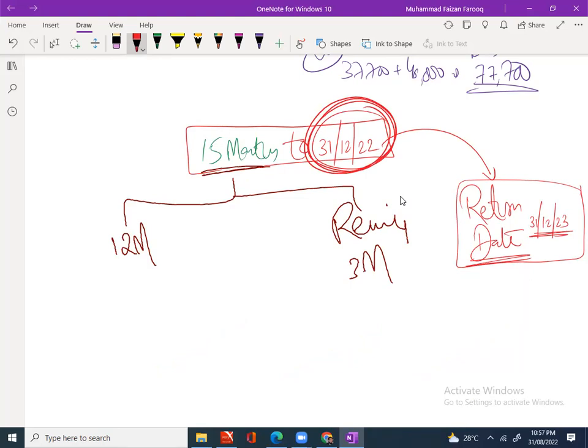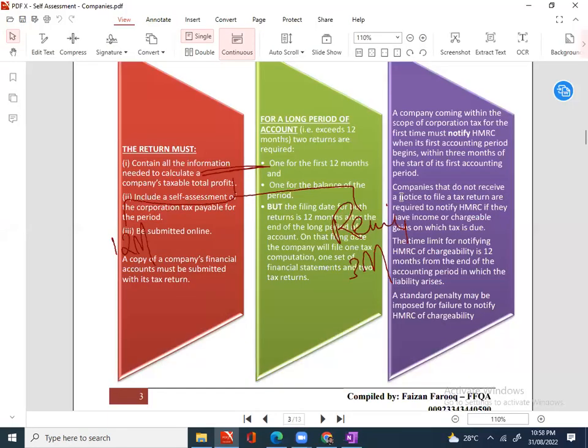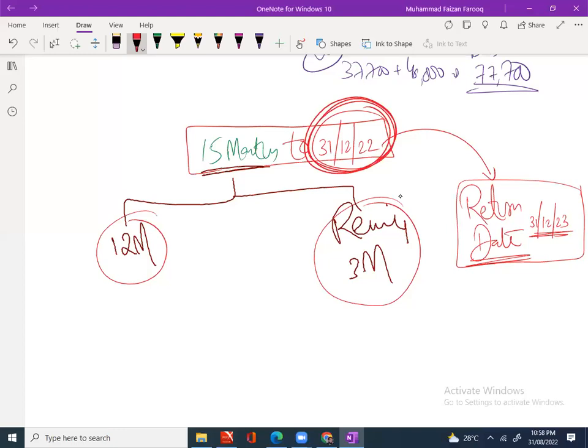Hello? Yeah, I can hear you. So we won't take the reporting date for 12 months separately. No, we will not do it like that, where the 12 months return date will be separate and the remaining 3 months return date is separate.